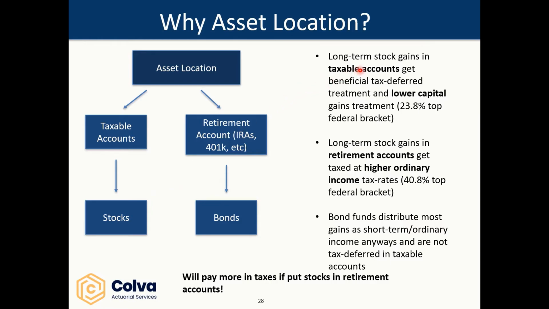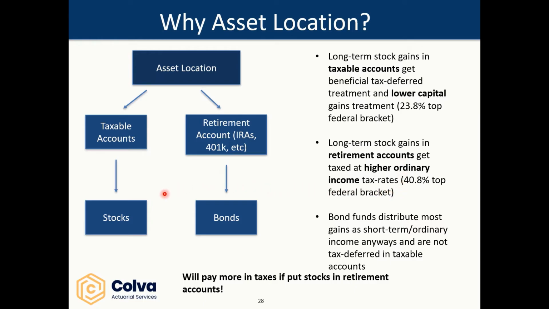The reason being is that long-term stock gains in taxable accounts get beneficial tax-deferred treatment and lower capital gains treatment. So again, the top federal bracket for capital gains here is 23.8% on your stocks. However, if you put your stocks in your retirement accounts, we talked about the stock gains are no longer taxed at capital gains. They're taxed at ordinary income. So essentially, you're giving up the 23.8% for the top income rate, if you're in that top bracket of about 40.8% with the surcharge fee on top of it.